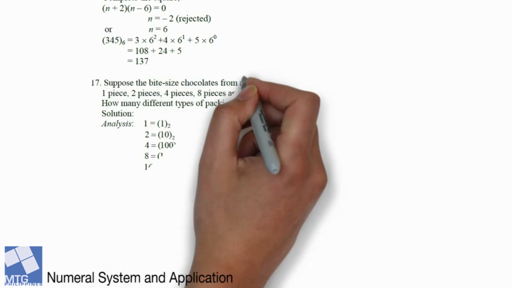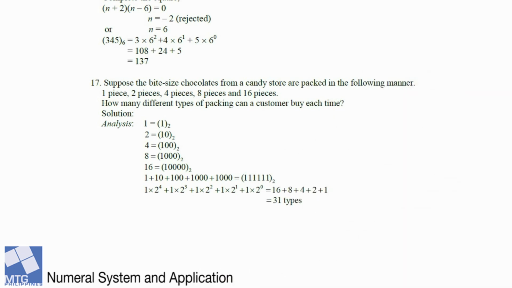For number 17, we are tasked to determine the number of different types of packing a customer can buy each time. With this, we have to consider that 1 can be written as 1 base 2, 2 is 10 base 2, 4 is 100 base 2, 8 is 1000 base 2, 16 is 10000 base 2. So we simply have to add all of this. Thus, we will have 1 plus 10 plus 100 plus 1000 plus 10000. When simplified, this is the same as 11111 base 2. So if we simplify this, we will have 16 plus 8 plus 4 plus 2 plus 1. Therefore, there will be 31 types.